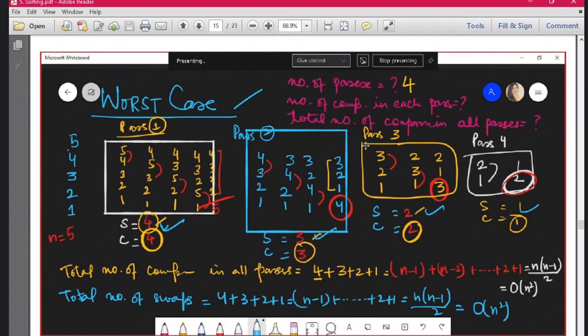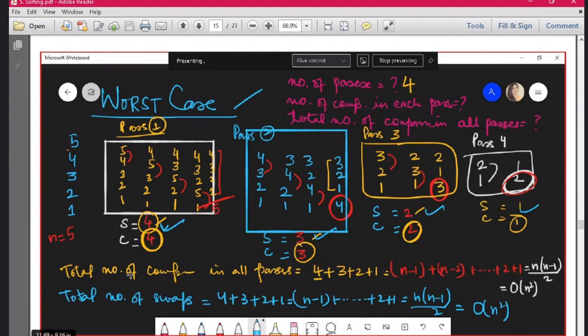So similarly, now in the next pass, we will not take 4. We will take 3, 2, 1. Again, 3 will be swapped with 2 and then 3 will be swapped with 1. So again, the largest element is at the last. So we will not take this. And here number of swaps is 2 and comparisons are also 2. In pass 4, we have 2 elements. There will be 1 swap and 1 comparison.